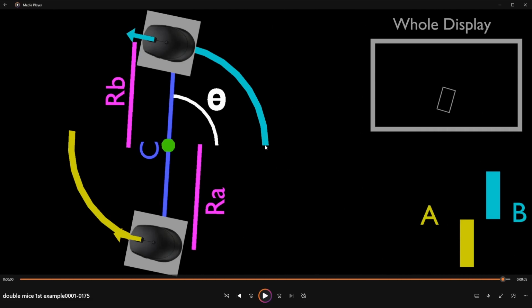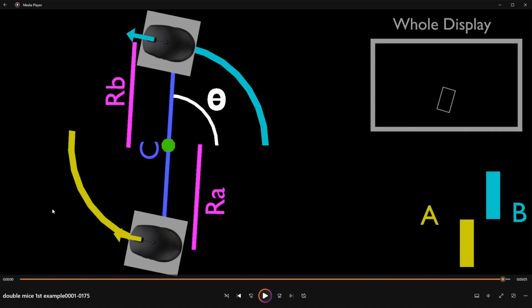Something that should be noted is that our theta can be calculated by dividing the B arc length by RB, or the A arc length divided by RA. Of course, it will have to be negated because it goes in the negative direction. Because negative times a negative is positive, and this is a positive rotation. Even if this is going down, it's still a positive rotation.